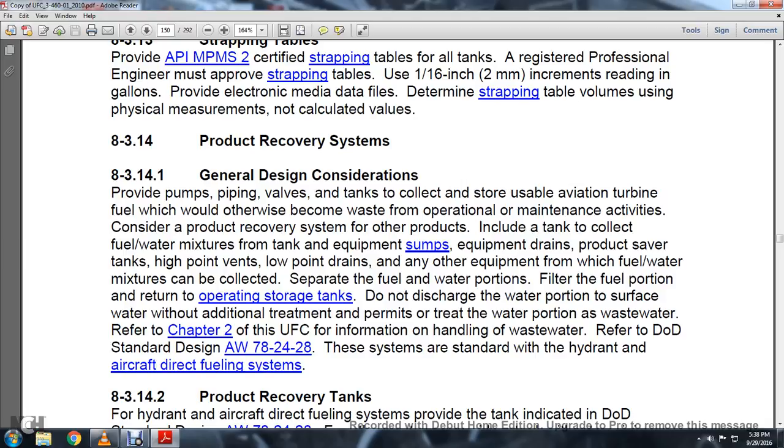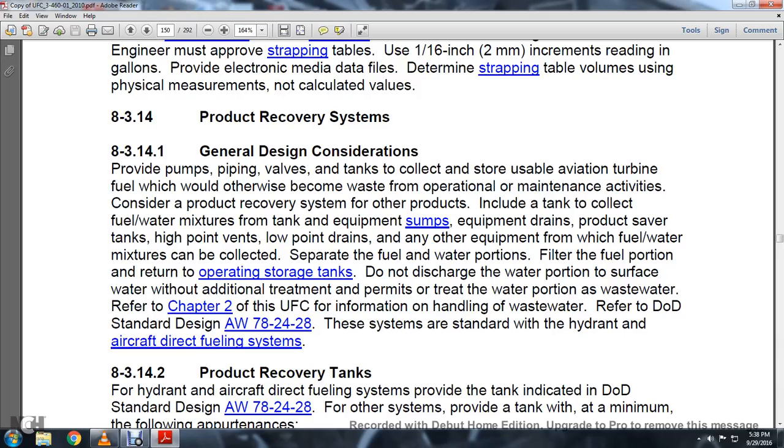Refer to Chapter 2 of the UFC for information on handling wastewater. Refer to the DoD standard design AW 78-24-28. Those systems are standard with the hydrant aircraft direct fueling system.